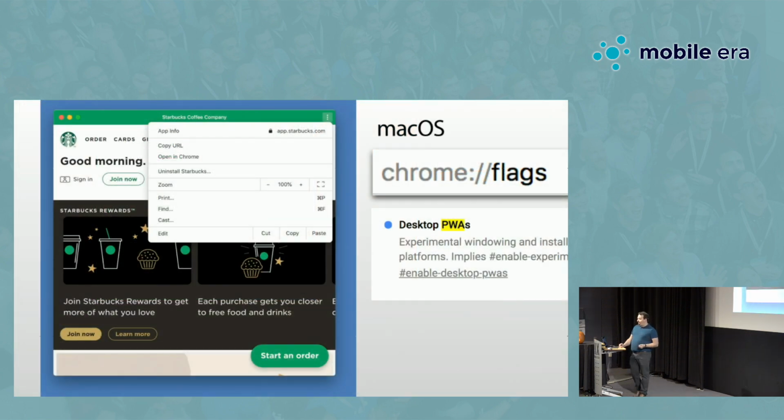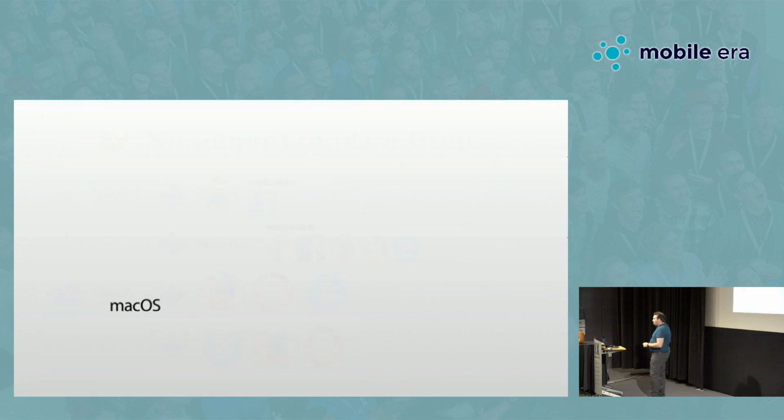So you can actually install these apps directly. On macOS, it's available under a flag, and it's going to be ready in around January, in 2 versions of Chrome. It's currently under flags. If you go to Chrome flags and enable desktop PWAs, you can see how I have installed here the Starbucks PWA on my Mac. And then it looks like any other app on the Mac.